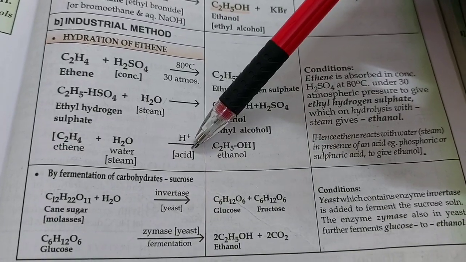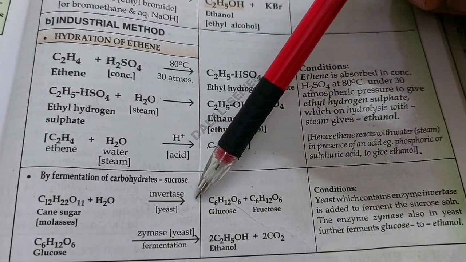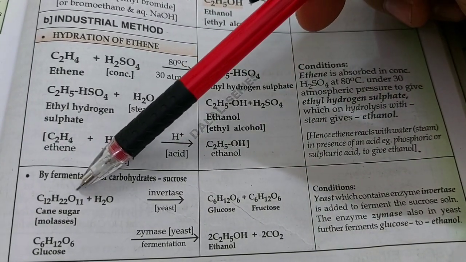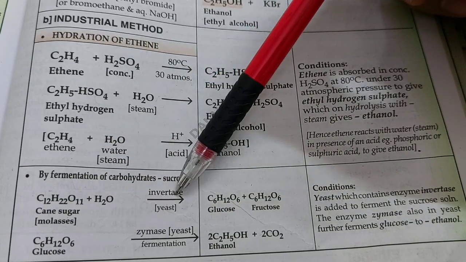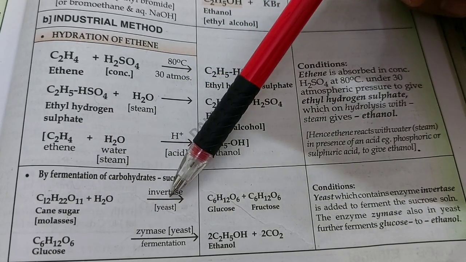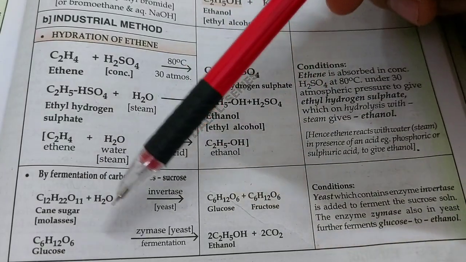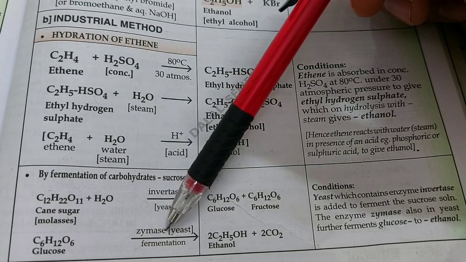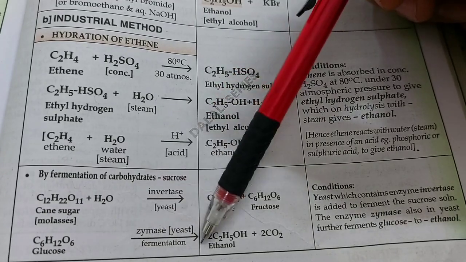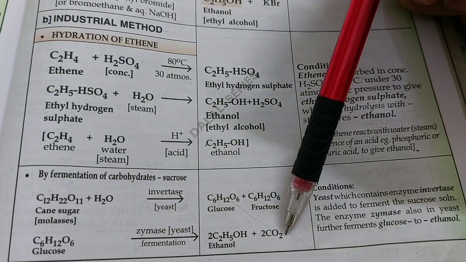In biology, you must have studied that alcohol can be produced with the help of fermentation. You start with sucrose, that is cane sugar, and water is required. Invertase is an enzyme produced by yeast, which will help in decomposing it into glucose and fructose. And the glucose will be further acted upon by zymase, another enzyme, and this process is called fermentation, to produce ethanol, and carbon dioxide gas is also released.